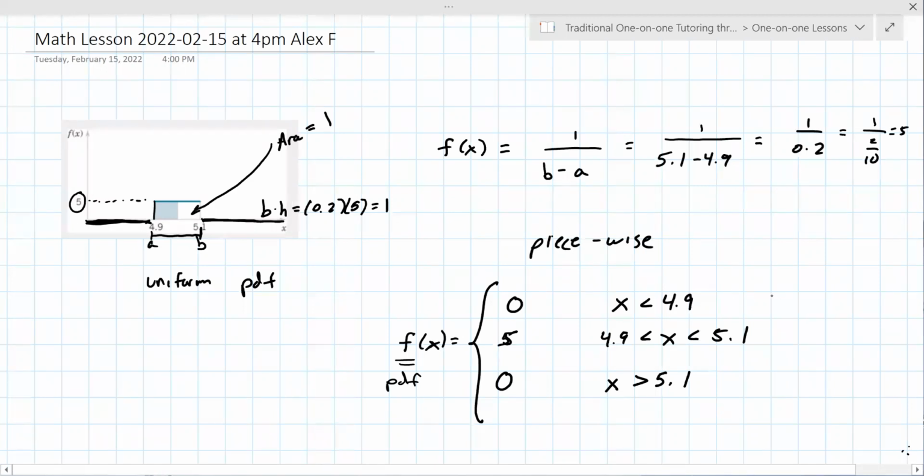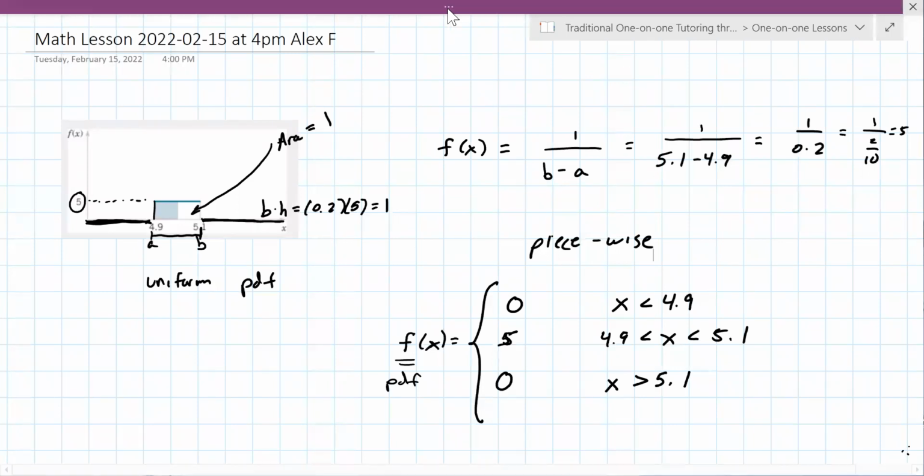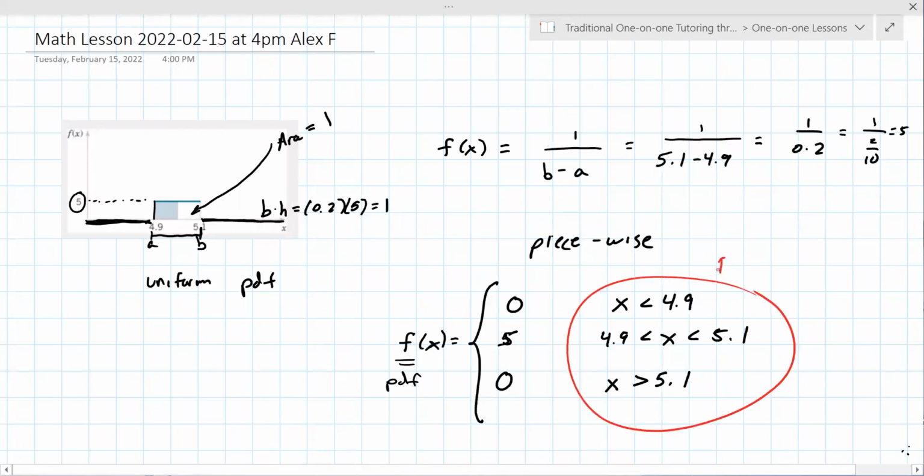For each, yeah. Okay, so everything in red, which I'm about to put in red, is your domain. You start with the domain. You're like, where am I? Am I less than 4.9? Okay, well then it's just a line at 0.